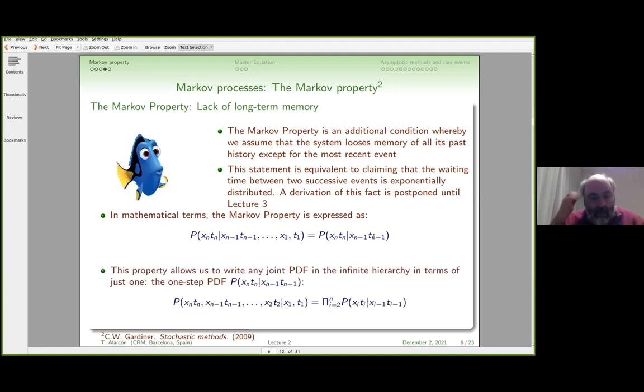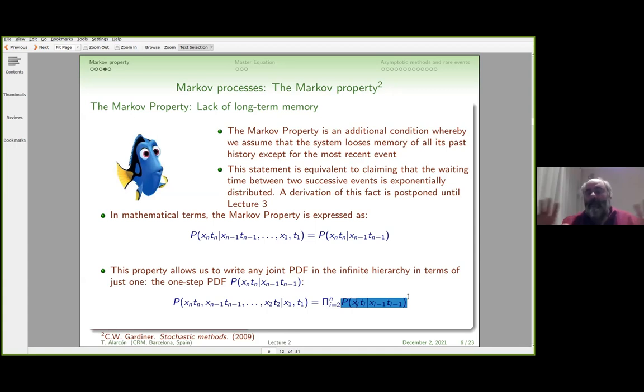And this is very nice, because this property allows us to write the joint PDF, in this infinite hierarchy that we were talking about earlier, just in terms of this function here. This is sometimes called the propagator, particularly in the physics literature, because of this property. So given some sort of initial condition, you can express the whole state of the system just in terms of this conditional probability.